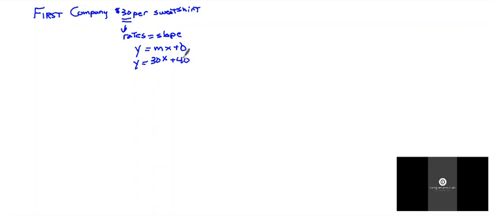Now the fact that you have a logo, that's a one-time fee. So even if you didn't buy any sweatshirts, but you were in a contract with that first company, you would still pay the $40. So that's a one-time fee. That's your y-intercept.